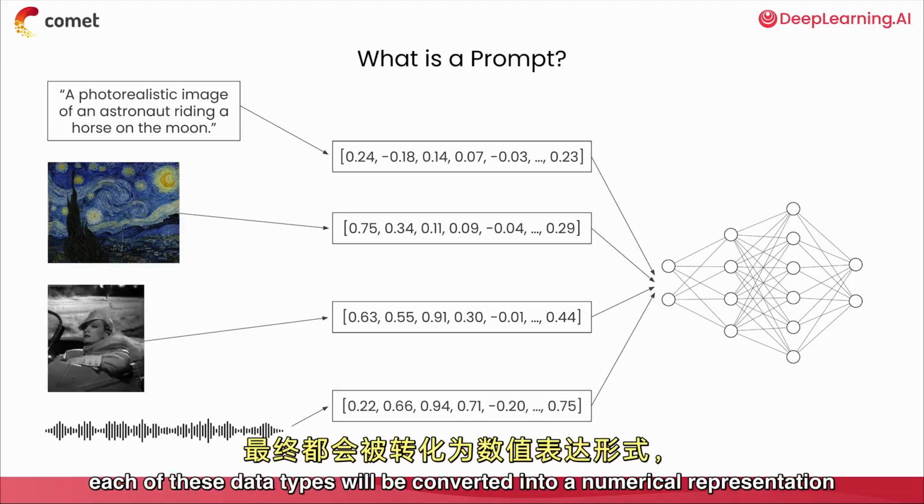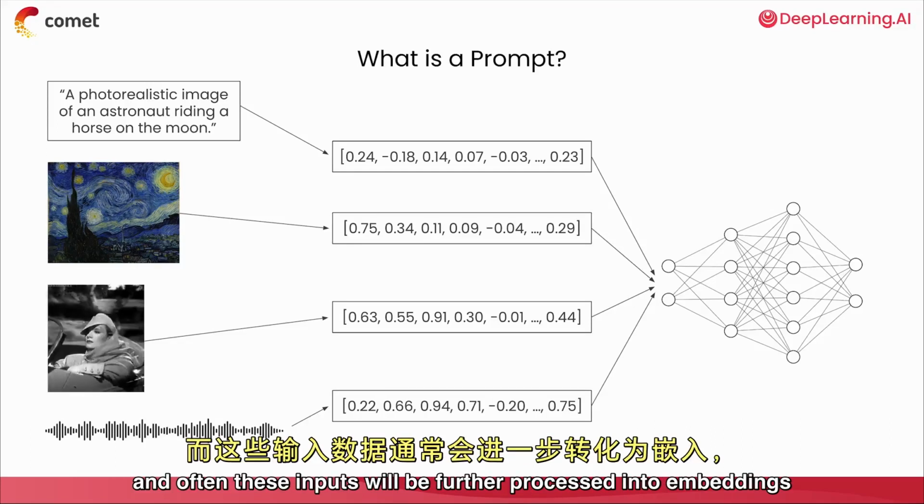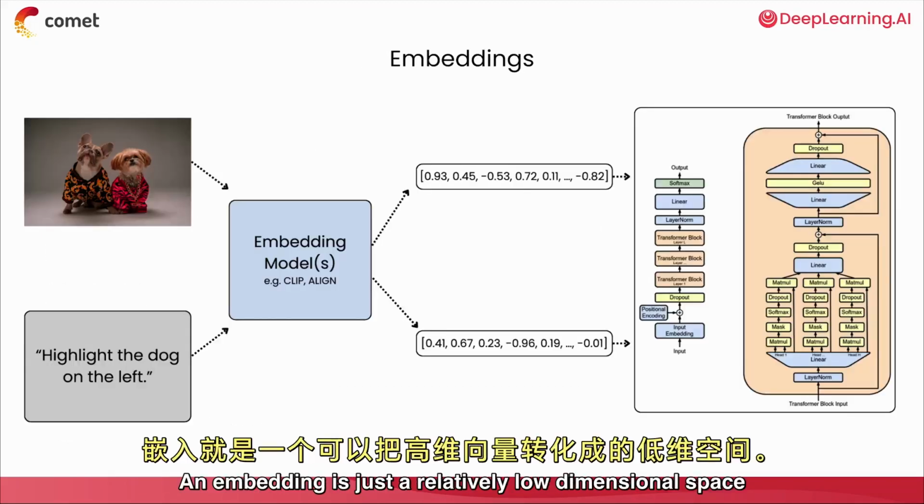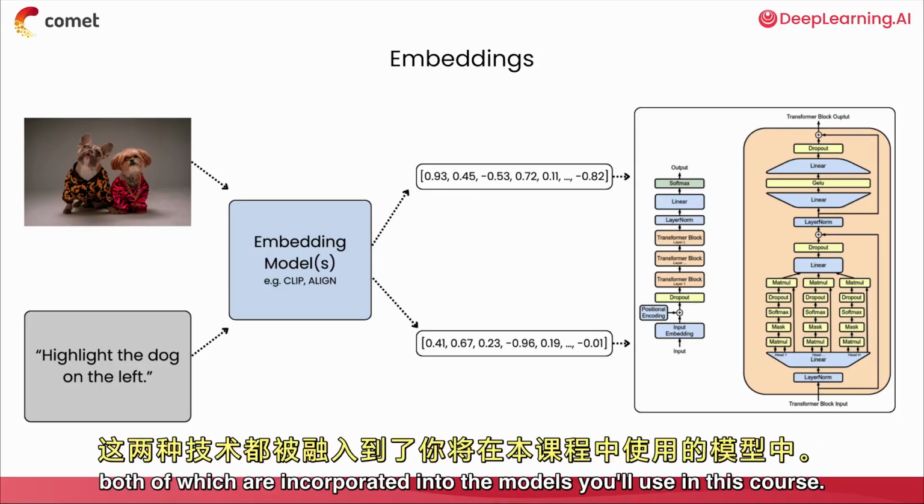Ultimately, each of these data types will be converted into a numerical representation before being fed to the machine learning model. And often, these inputs will be further processed into embeddings to save on space and compute. An embedding is just a relatively low-dimensional space into which you can translate high-dimensional vectors. Some popular embedding techniques for text and images include CLIP or ALIGN, both of which are incorporated into the models you'll use in this course.